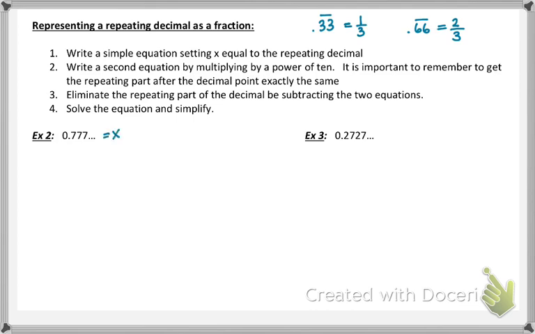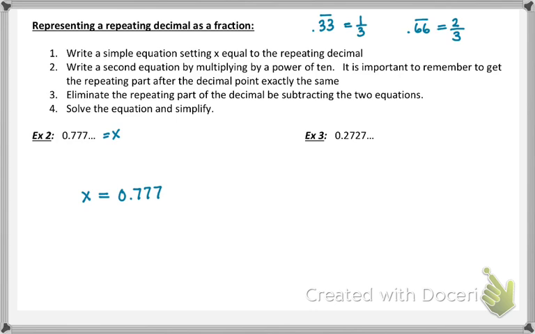I want to see what this equals, and x is going to be the fraction I'm going to try to rewrite it into. So the first thing we're going to do is write an equation. I'm going to say x is equal to 0.777 repeating. That's what I'm trying to figure out, what x is. And then I'm going to multiply the equation that I just wrote by a power of 10 that will help me move the decimal over.